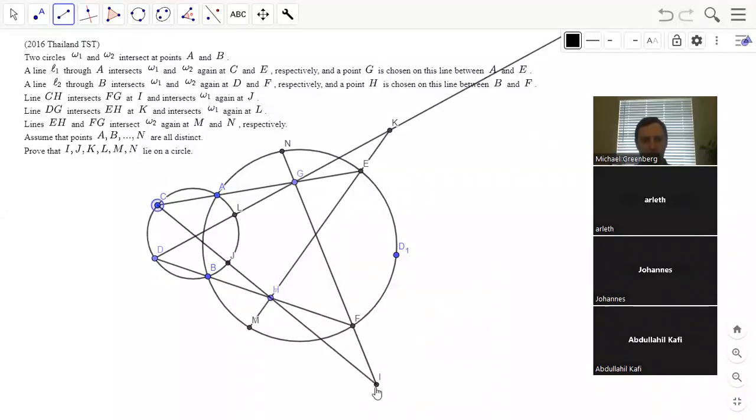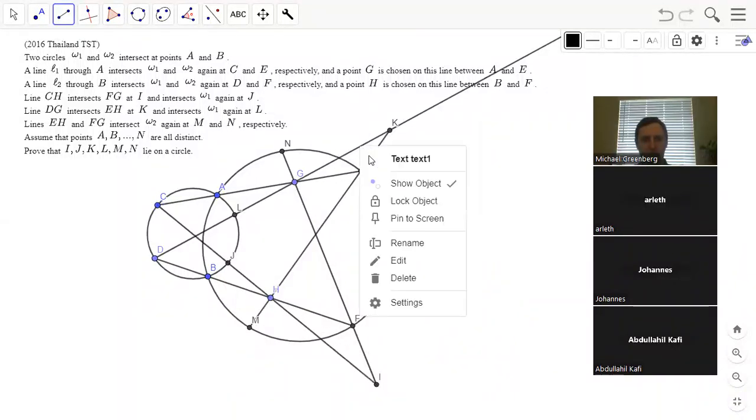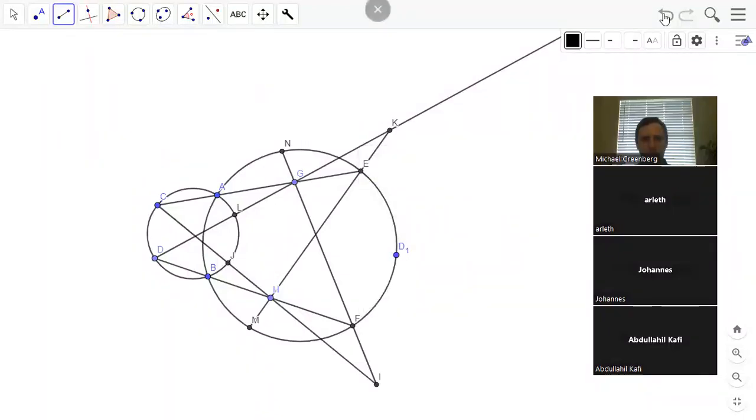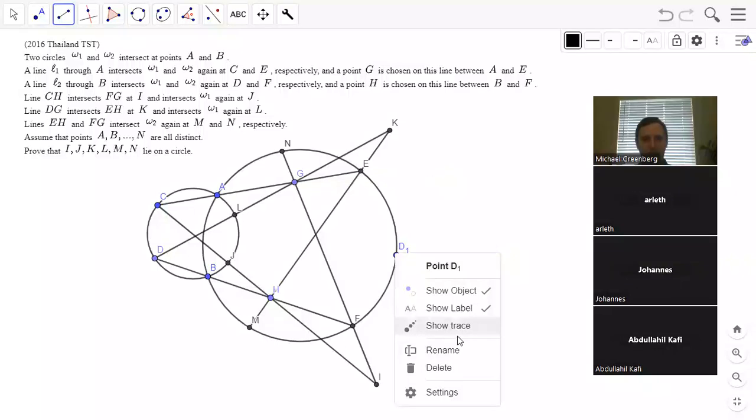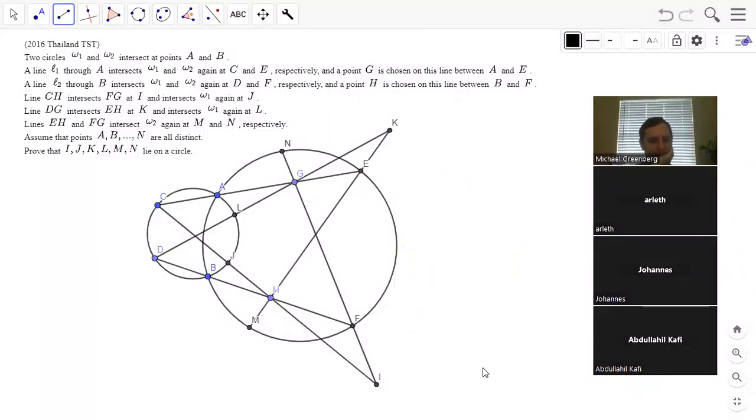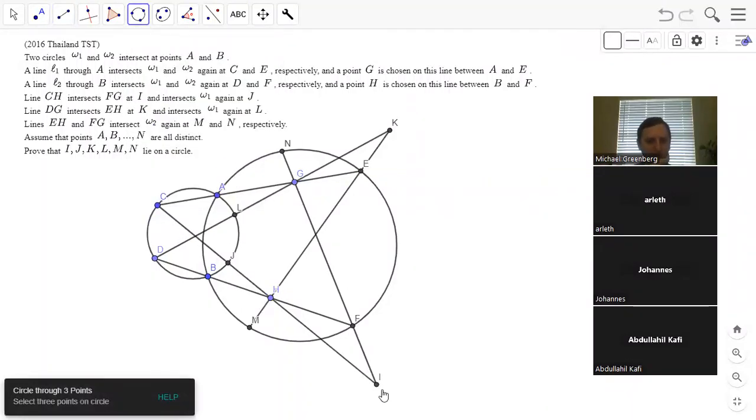All right. So let's hide this. Whoops. And hide this. We're saying these are all cyclic. It's a lot of points.